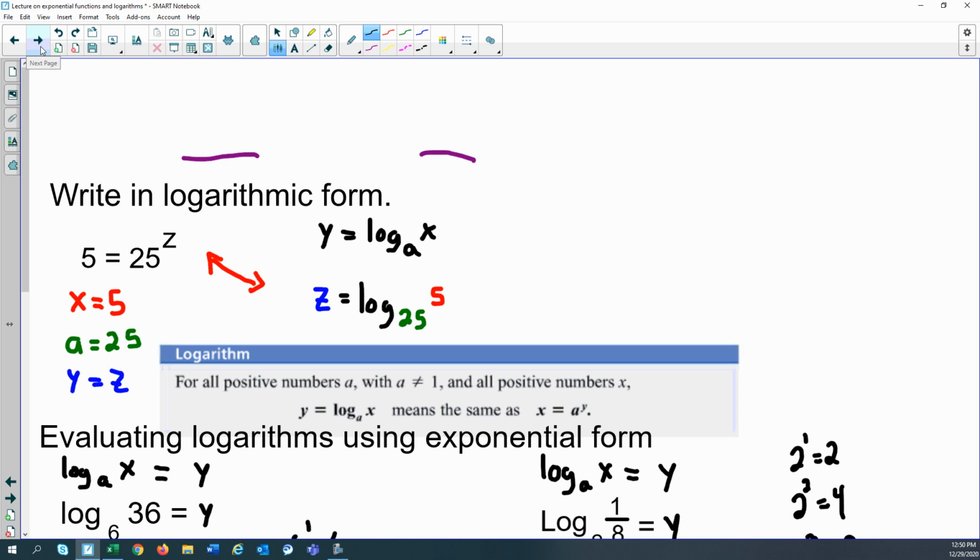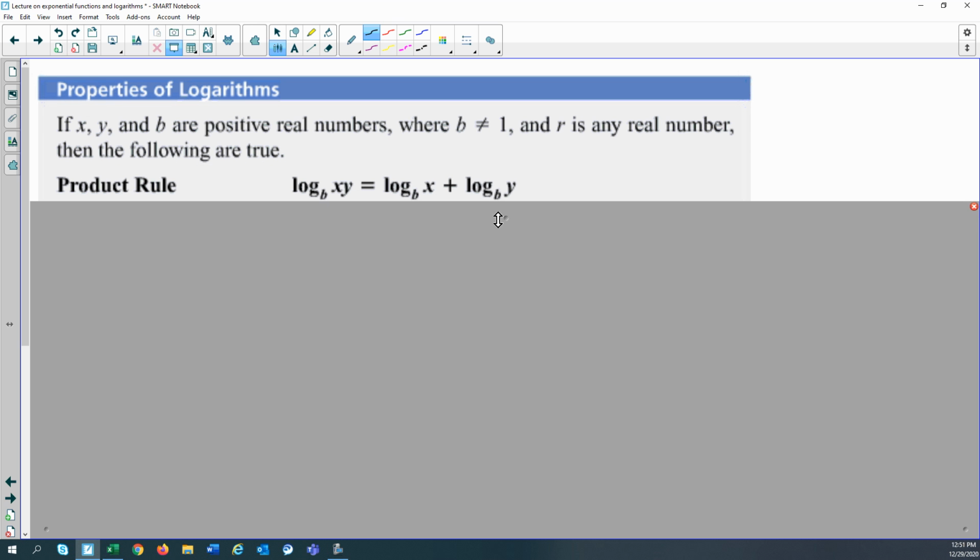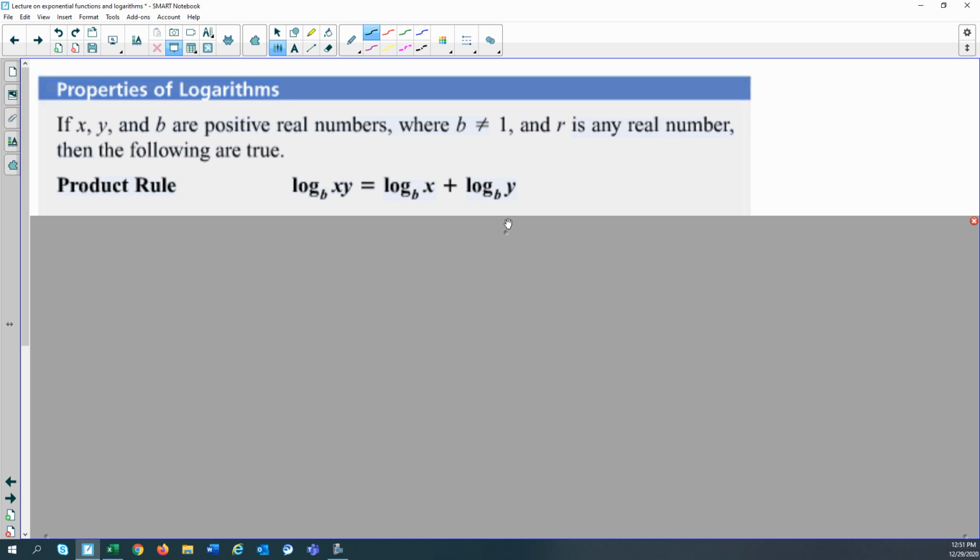Let's keep looking at logarithms. So there's going to be some properties. If you remember working through your exponent rules, you had properties. If you multiply like bases, then you added the exponents. If you divide like bases, then you can take the power of the numerator minus the power of the denominator. So there are different properties of exponents to work with. Well, the properties of logarithms are similar. So let's see what we're working with here.